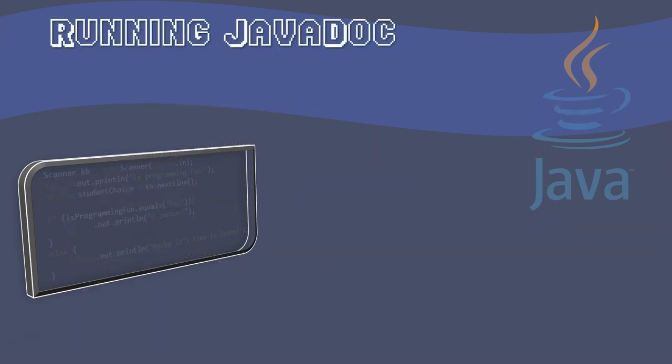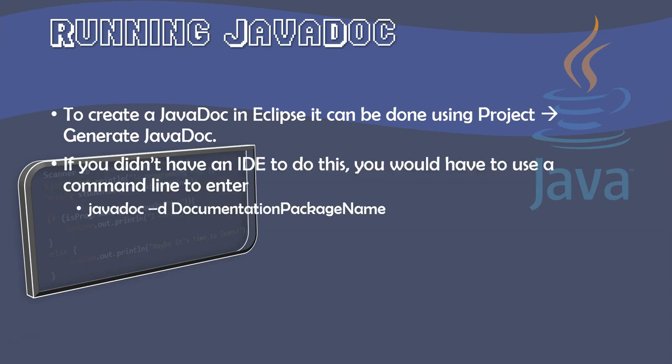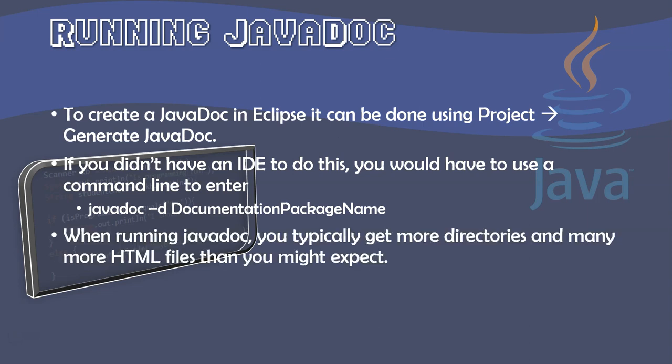Now let's actually talk about running that JavaDoc so we can see this in some examples. If I want to create a JavaDoc in Eclipse, you can do it by going to Project and then Generate JavaDoc. If you didn't have an IDE to do this, then you'd have to use the command line to enter javadoc -d documentation package name. Now, when you're running the JavaDoc, you're typically going to get a lot more directories and many more HTML files than you might otherwise expect. And we'll see this here when we run this in a second.